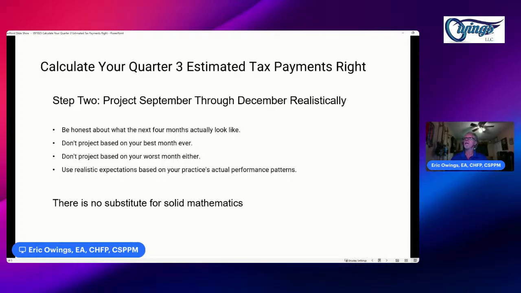Okay. And as it says here, don't project on just your best or your worst month. Outliers don't do you any good. You basically need a good solid average. And in fact, if your outliers are ridiculous, you might want to throw your high and your low out. Use realistic expectations based on your practice's actual performance patterns. There's no substitute for solid math, and there really isn't.